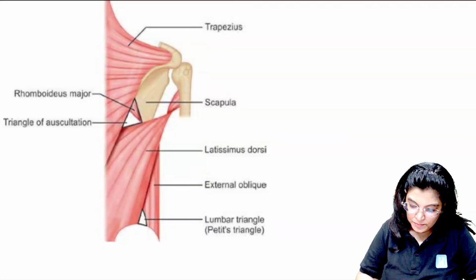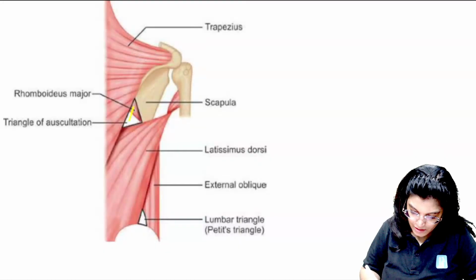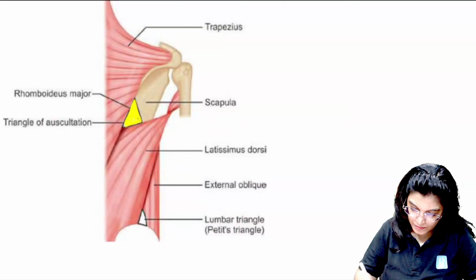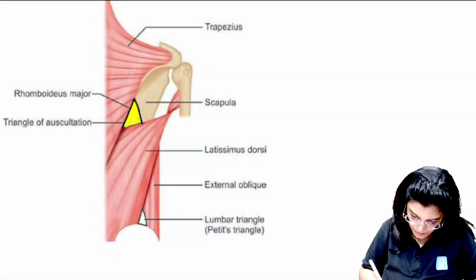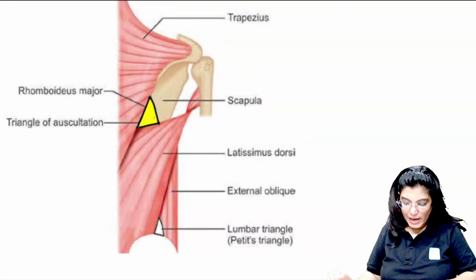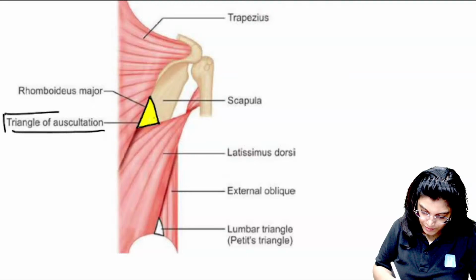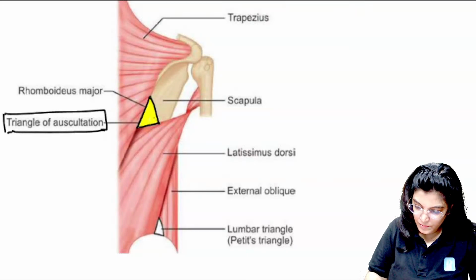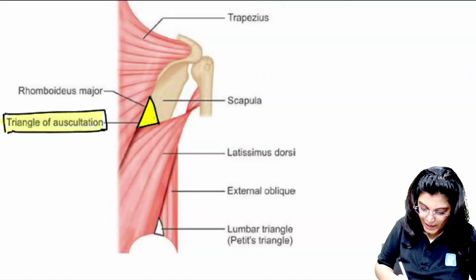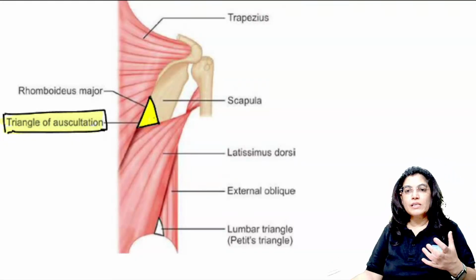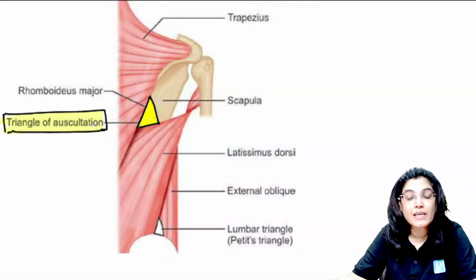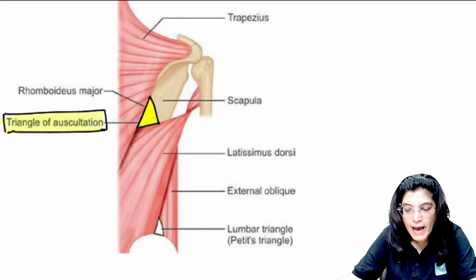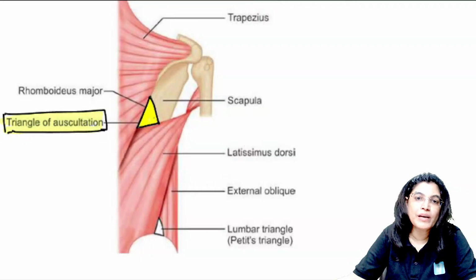So let me highlight this triangular region. I'm highlighting it with a yellow color. This triangular region is the triangle of auscultation. What is this? This is the triangle of auscultation. On the back, we have the triangle of auscultation, which is a triangular area or gap in the back of the thorax close to the inferior angle of the scapula.